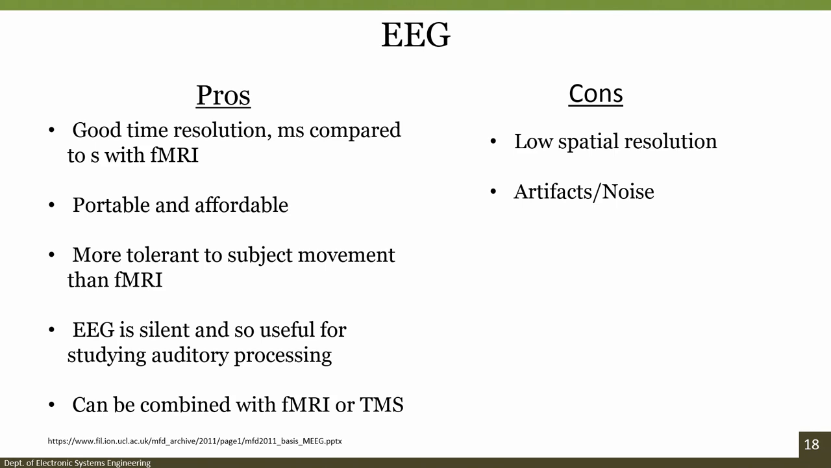In fMRI, as you have seen with MRI, the person has to lie down in the equipment, and then the signals are generated and captured. In the case of EEG, a person is more free to move compared to fMRI. EEG is silent and so useful for studying auditory processing as well, while in fMRI it is not possible. EEG can also be combined with fMRI as well as TMS. The disadvantages, or the cons, are low spatial resolution, and artifacts and noise.